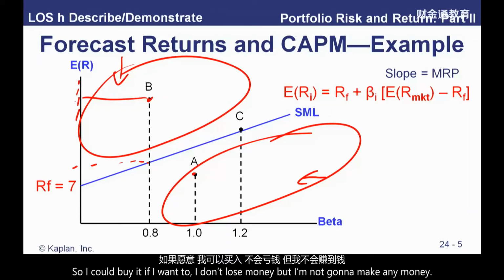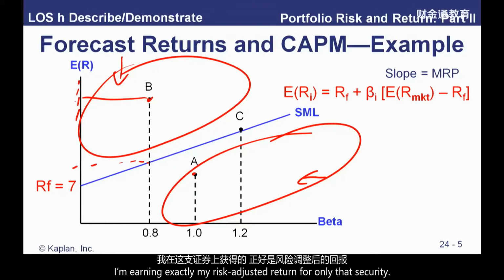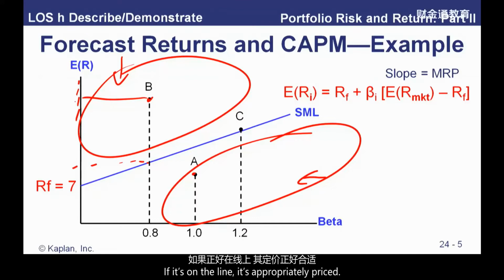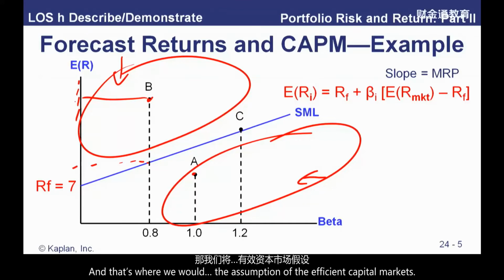So I could buy it if I want to. I don't lose money, but I'm not going to make any money doing it. I'm earning exactly my risk-adjusted return for owning that security. So we buy above the line, sell below the line. If it's on the line, it's appropriately priced, and that's the assumption of efficient capital markets.